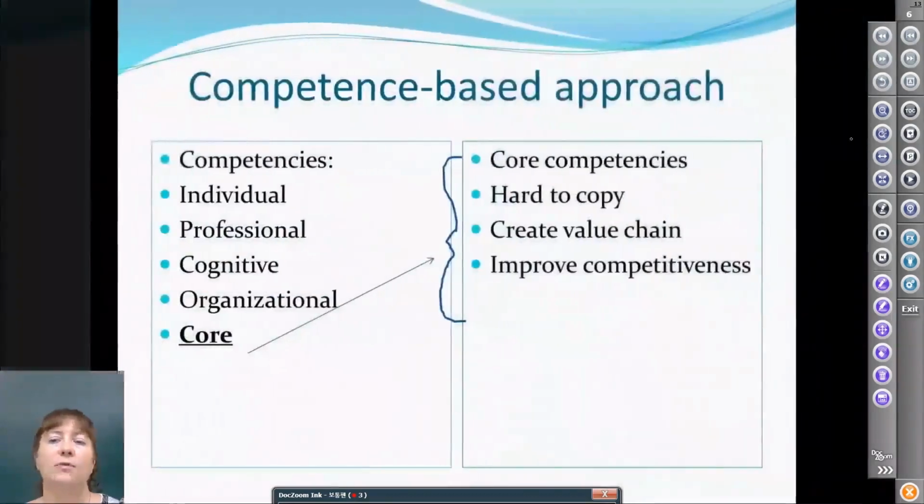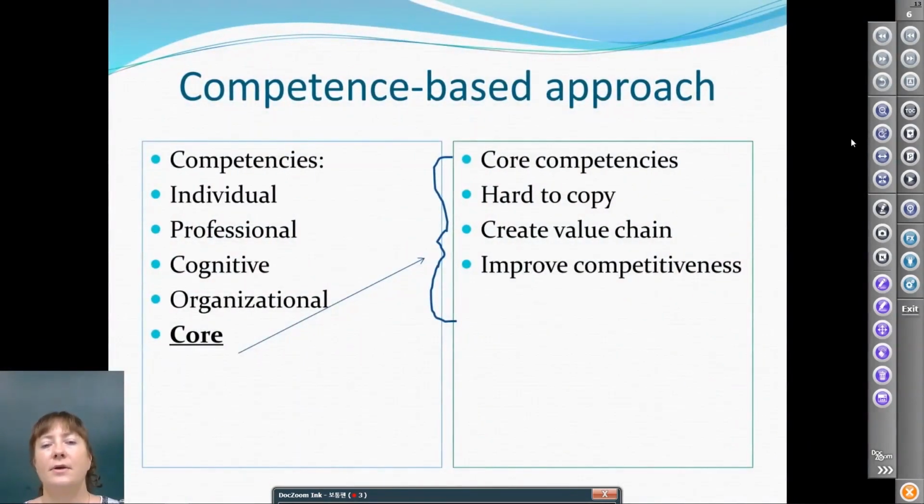Okay, let's move next. Here, the most famous approach in the global environment, which helps us to be more competitive. This approach is called the competence-based approach. It means that everything we do for our project, for our strategy development, we do with competencies. And right now, I'm not talking only about individual competencies, but about organizational competencies.